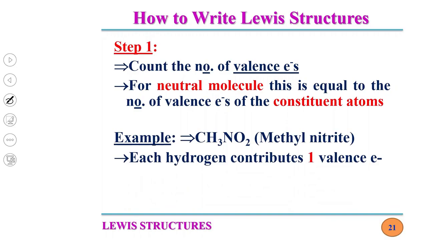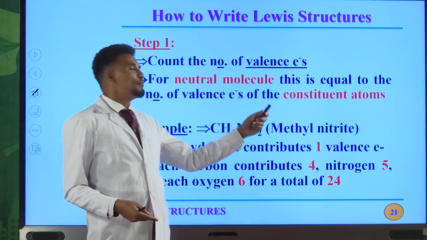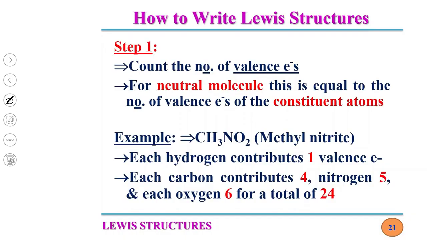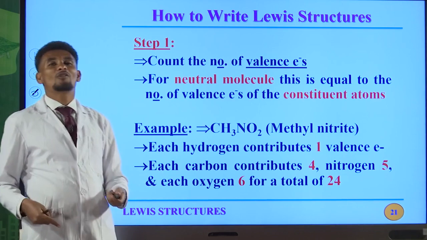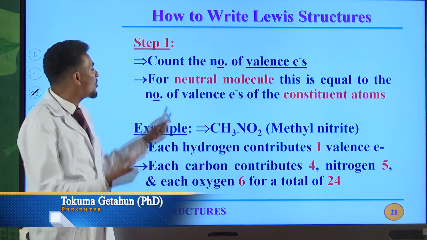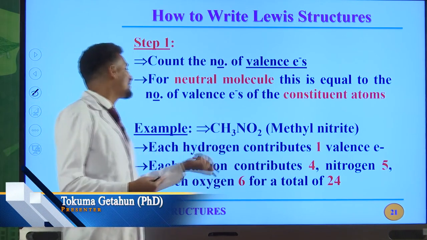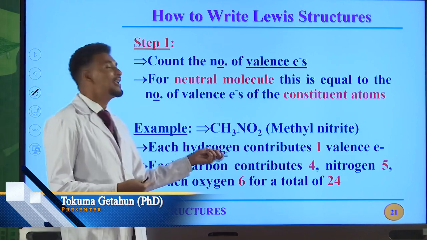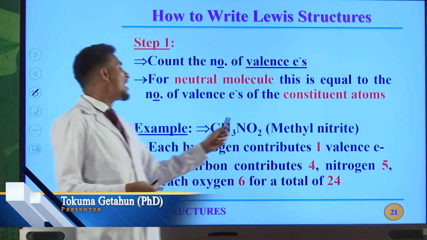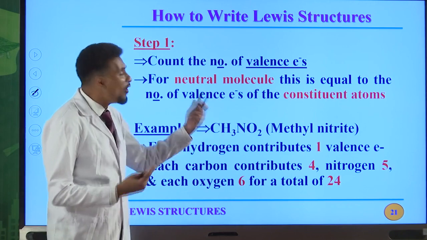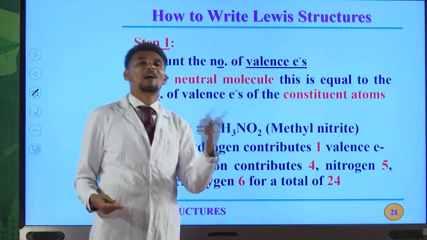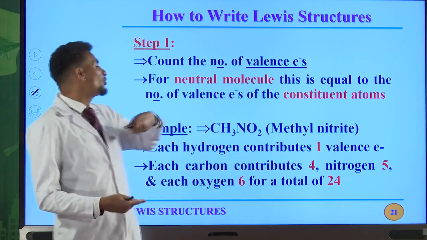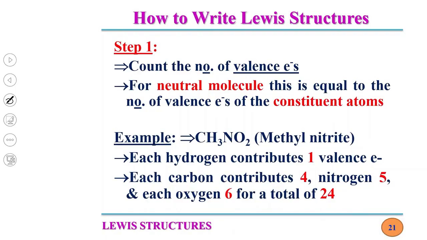Let us see an example, okay. This is methyl nitrite. In this molecule, each hydrogen contributes 1 valence electron. Why? Because the valence electron for a hydrogen atom is 1. And we have only 1 carbon atom, and this carbon contributes 4 valence electrons. And we have only 1 nitrogen atom in this molecule, and the valence electron for a nitrogen atom is 5. So it contributes 5 valence electrons.